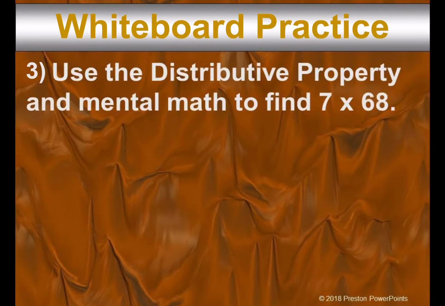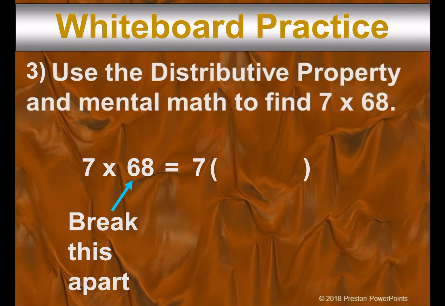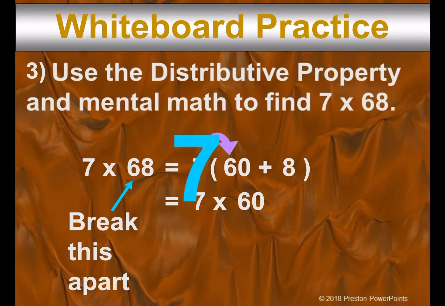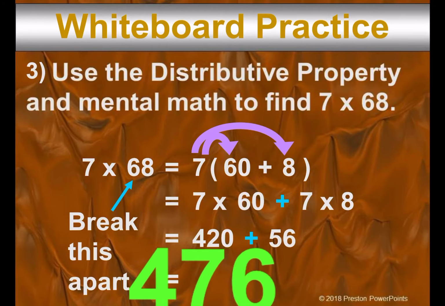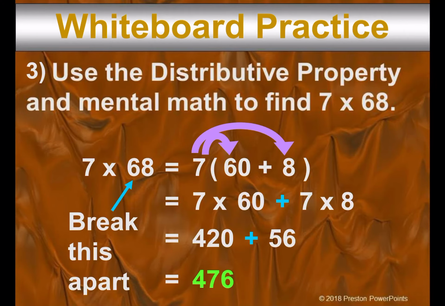So use the distributive property in mental math to find 7 times 68. So if I broke it up into something easier to deal with, I could first of all take 7 times 60, and then plus 8. So 7 times 6 is 42, and then add the 0, it would be 420. And then 7 times 8 is 56. So then if I add those two together, it would be 476.